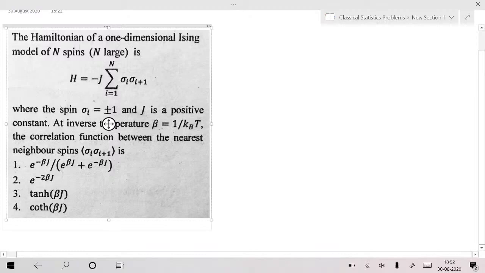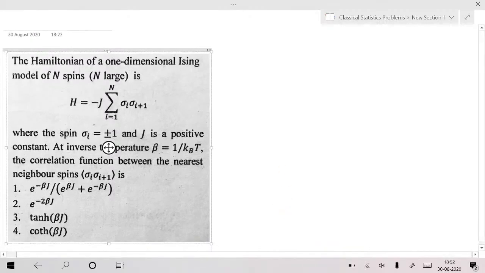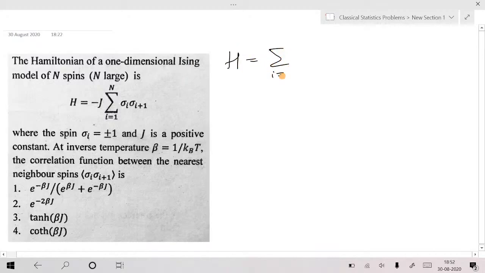Yeah, now let me move on to this one. The Hamiltonian of a one-dimensional Ising model of N spins is given like this. Okay, this Ising model I'm going to discuss. It's there in the 10th chapter. Now that Hamiltonian is again written. Look at here, summation over i equal to 1 to what happened over there?